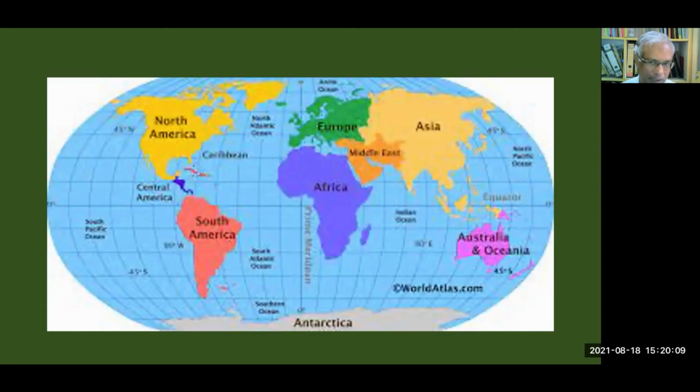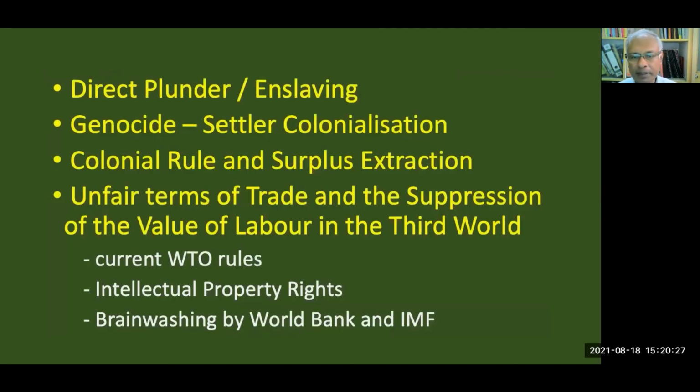After World War II, most countries got independence. The settler colonialists got independence much earlier, 100 years earlier. The others, the third world people, got independence after World War II, but it wasn't a full independence. So there was this process, for the last 500 years, there was direct plunder, there was enslaving, there was genocide, settler colonialism, there's colonial rule like in Malaysia and surplus extraction.